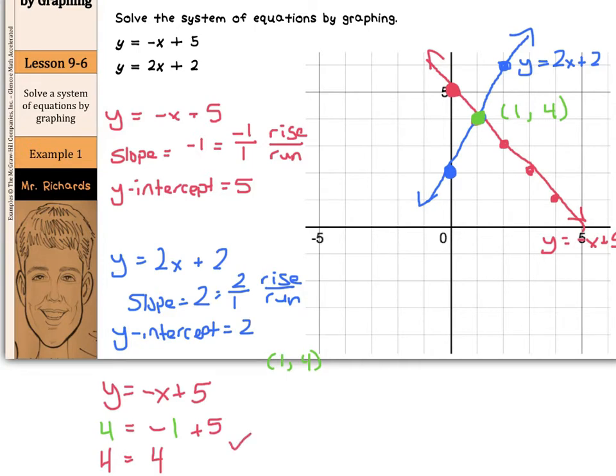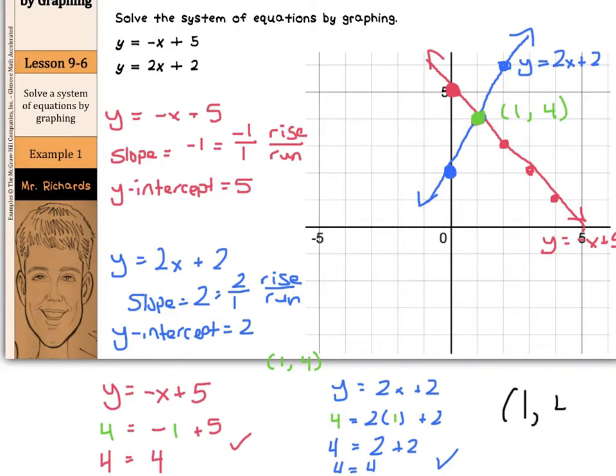What about my other equation? We have y equals 2x plus 2. Well, if we put in 4 for the y equals 2 times 1 for the x, 4 then equals 2 times 1 is 2 plus 2, and sure enough 4 equals 4, so this also checks out. So my solution is 1, 4 for this systems of equations.